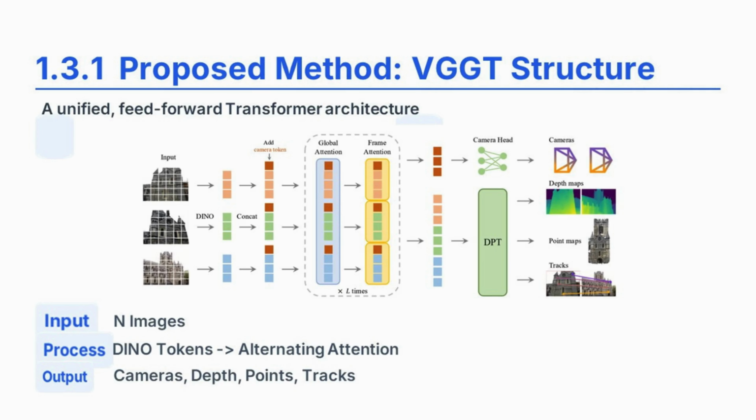This slide shows the overall VGGT architecture. VGGT is a unified feed-forward transformer that predicts all 3D reconstruction outputs in one shot. The model takes n images as input, converts them into semantic tokens using DINO, and processes them with alternating attention, which mixes global and frame-wise attention. Finally, VGGT outputs all 4 3D components at once: cameras, depth maps, point maps, and tracks. So the traditional multi-stage SFM plus MVS pipeline becomes a single forward pass.